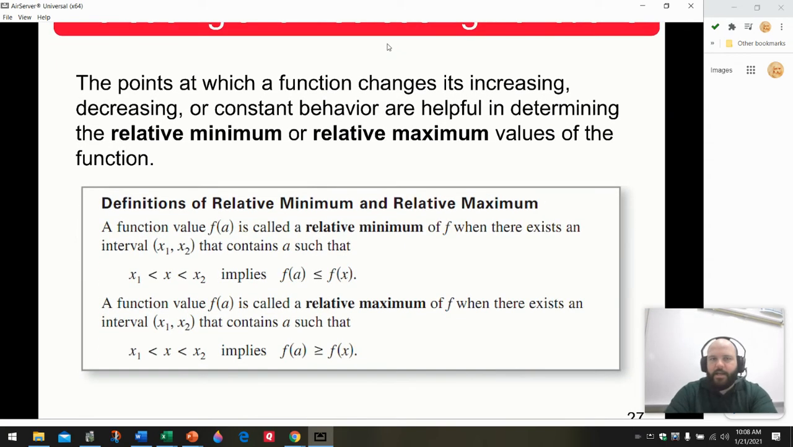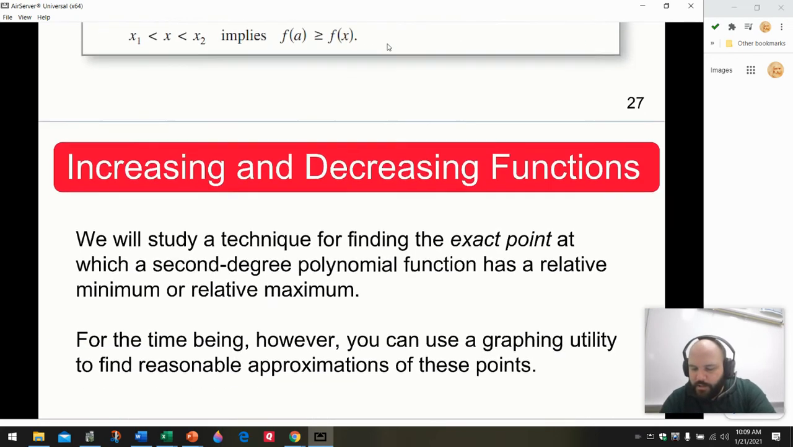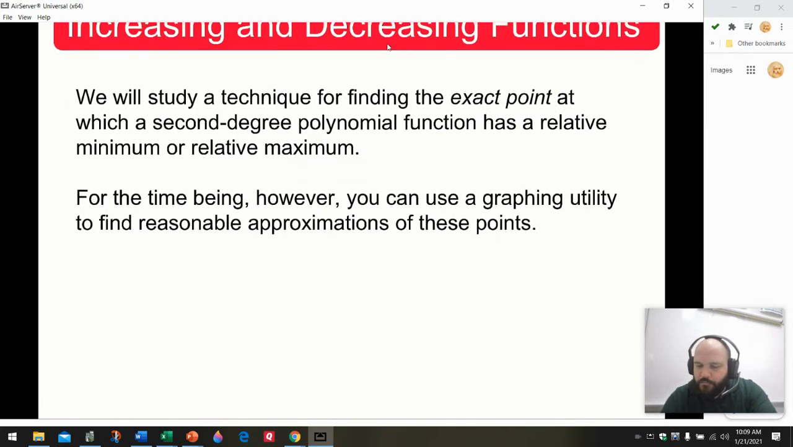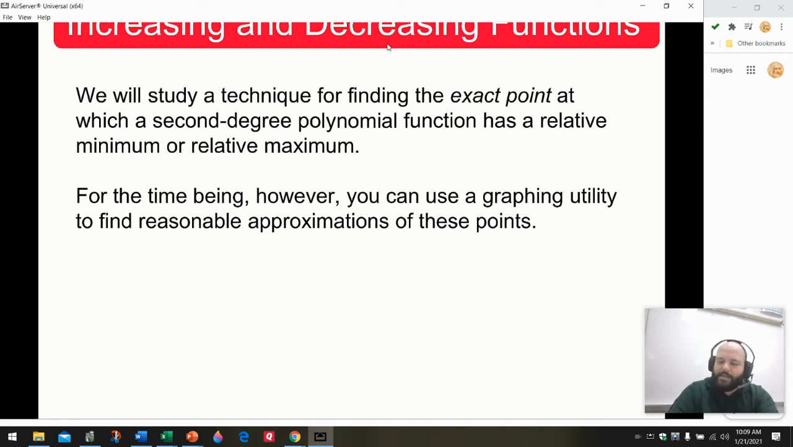And this is just a description, a mathematical definition of what a minima and maximum are. You guys can read that. It's pretty straightforward. So it says we will study a technique for finding the exact point at which a second degree polynomial function has a relative minimum or a relative maximum. So let's talk about that for a second. A second degree polynomial, which would be an x squared, and we know the graphs of x squareds are parabolas like this. So where are the minimums going to occur? It's going to be right there, and the maximum is going to be right there, otherwise known as the vertex.